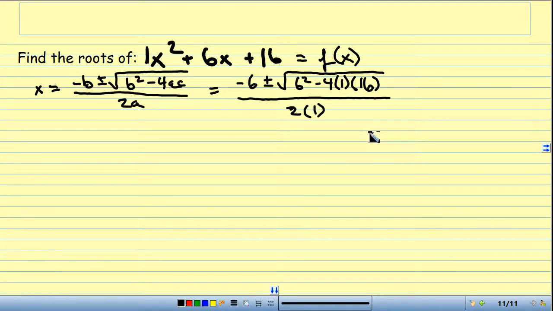Now you're asking yourself, dude, why do I care? How does this have anything to do with complex numbers? Well, it's because this polynomial function has no real roots, which you're going to see. So I'm going to rewrite it here. Negative 6 plus or minus square root of 6 squared, which is 36, minus 64, and that's all over 2.